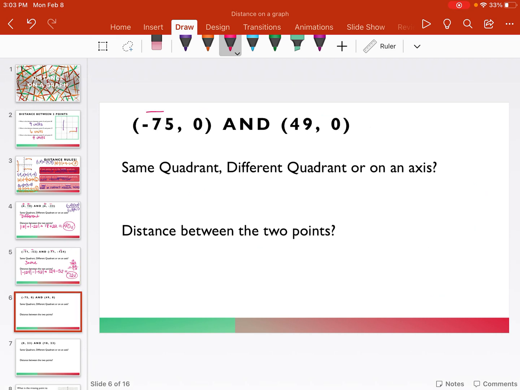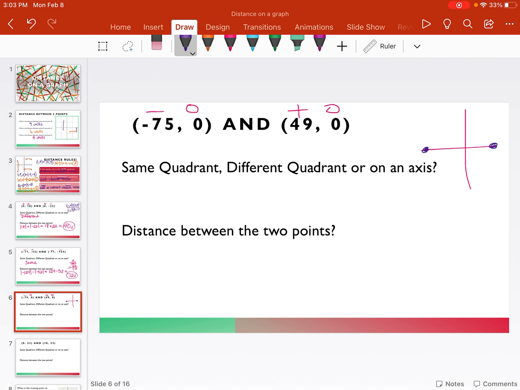Okay, this one's a little different. We've got a negative and then a 0, and a positive and a 0. So I know our first instinct is to say axis because there's a 0, but both points are actually on an axis. So here, let me just show you what this would look like. It's going to look something like one point down here and one point down here.